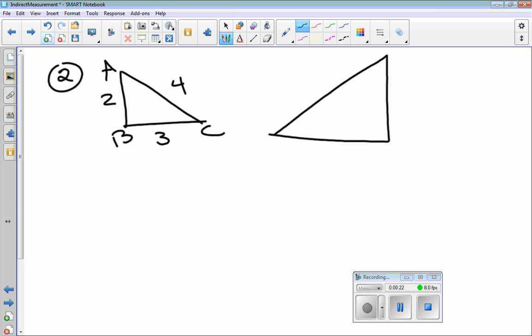It's not really a right triangle. I didn't mean to draw it that way. Just a little sketch. D, we have 6, 3, and 4.5.